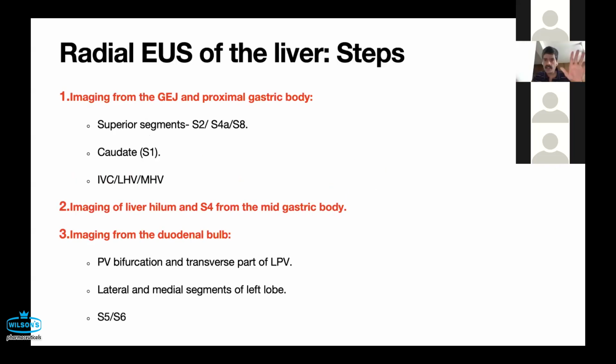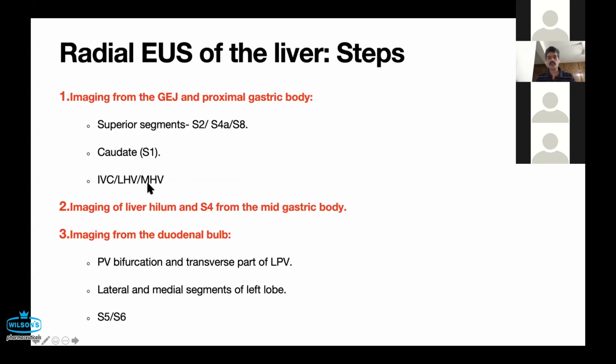Unlike a linear, and I have published this also, this is a very underappreciated modality. A radial EUS scope is a very simple scope, with cross-sectional anatomy, easy to understand, but very underappreciated. So in radial EUS, there are three stations. One is from the GE junction and proximal gastric body, where you see the superior segment, segment 2, segment 4A, plus please note that segment 8. Segment 8 can be very well seen with a radial EUS scope, not so with the linear EUS scope.